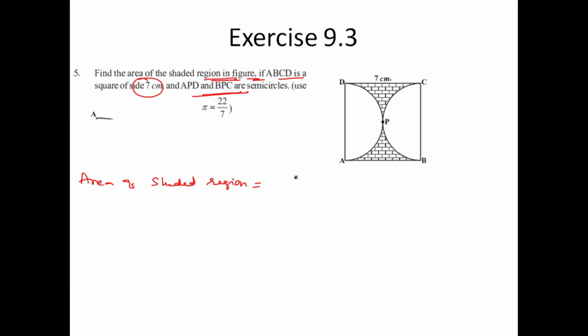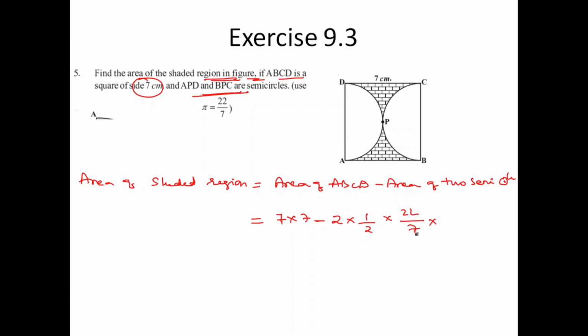The area of the shaded region is equal to the area of the square ABCD minus the area of two semicircles. Hope this is clear up to here, right? So let us do this one. The area of the square is 7 into 7 minus the area of two semicircles. So I am writing 2 into half into pi, which is 22 by 7, into the radius squared, half of 7. I hope this is clear to everyone.